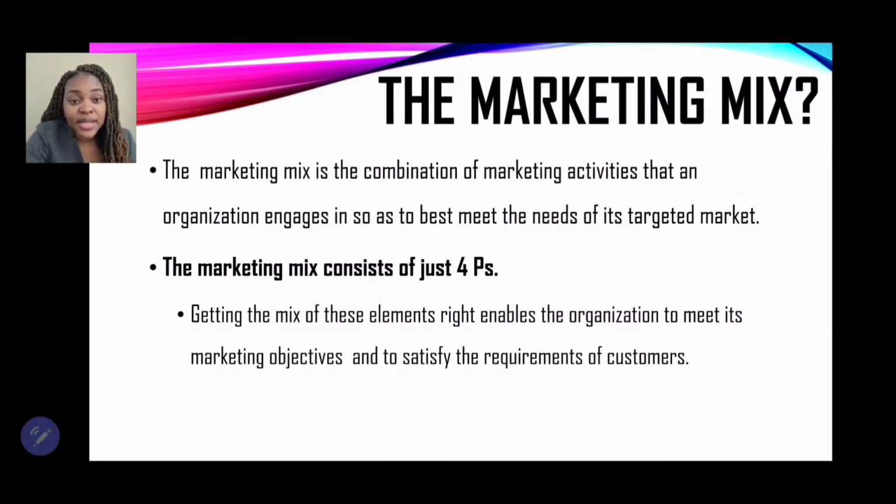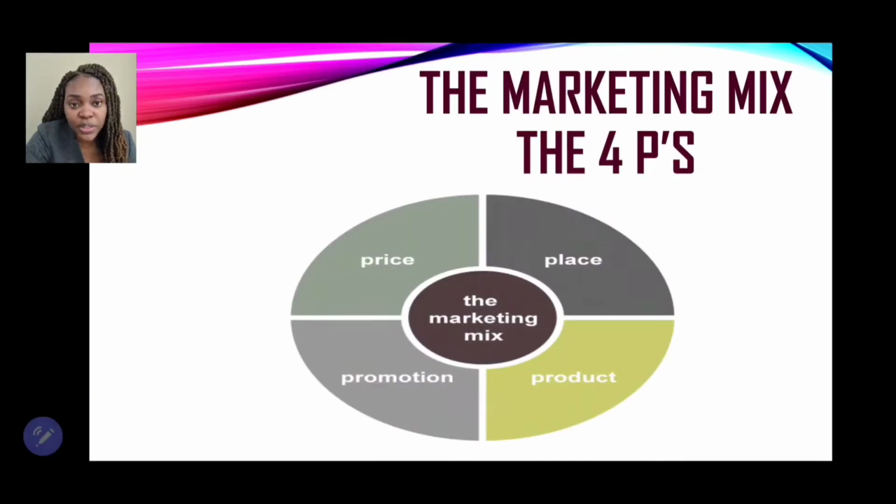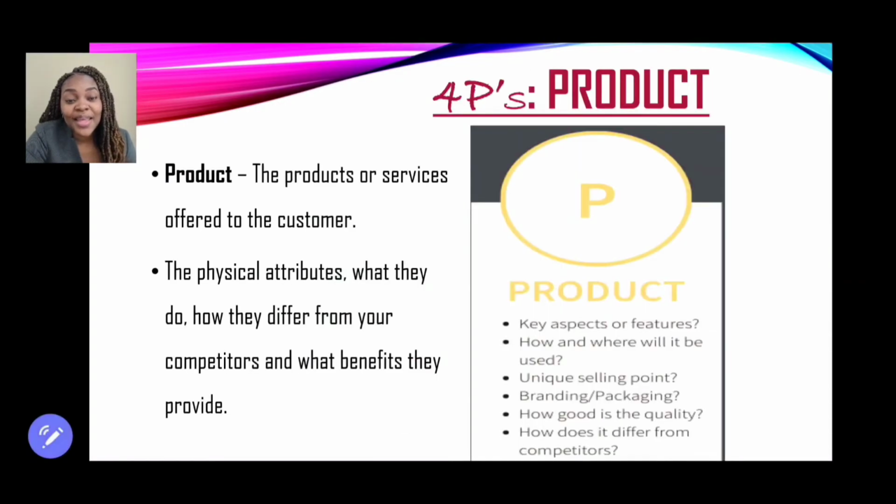So just to recap, getting the mix of these elements right, which are the 4 P's, product, promotion, price, and place, helps the organization to meet their marketing objective, which is to satisfy the requirement of their customers, or we may say consumers. Good. Now we're going to take a deeper look at the marketing mix, or we may say the 4 P's of marketing, or the key marketing tools, right? Now, first up, we're looking at product.